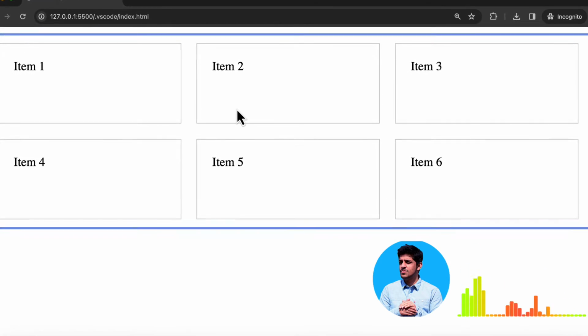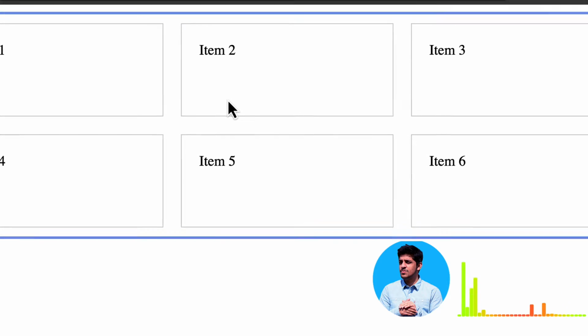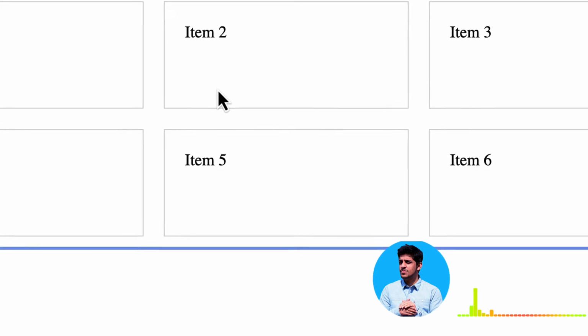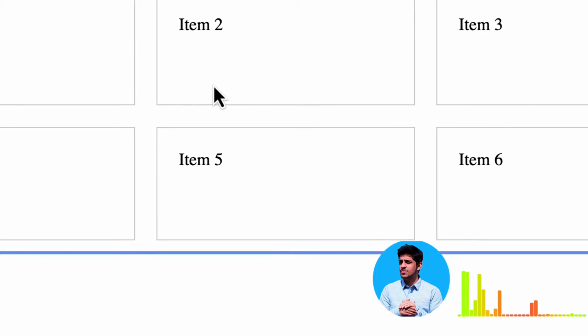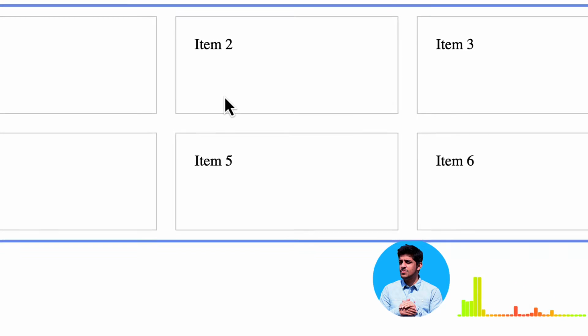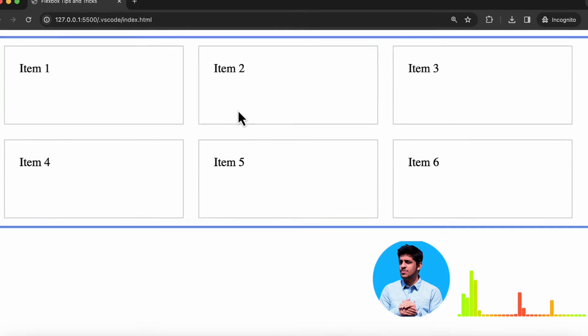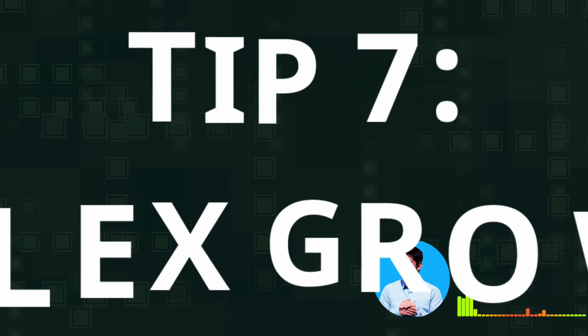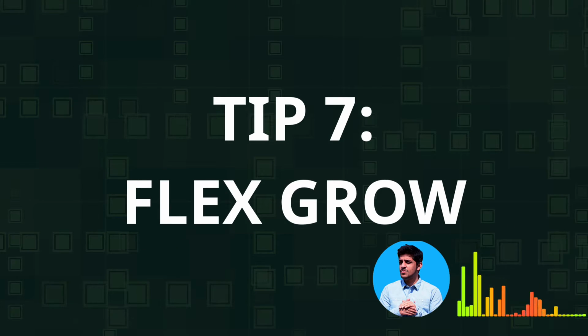Without flex wrap, flex items would attempt to squeeze onto a single line, potentially causing overflow and a less than optimal user experience on smaller screens. With the inclusion of flex wrap, the layout becomes more flexible and adaptable, contributing to a more responsive and visually appealing design. Get ready for tip 7. Now we'll talk about flex grow.